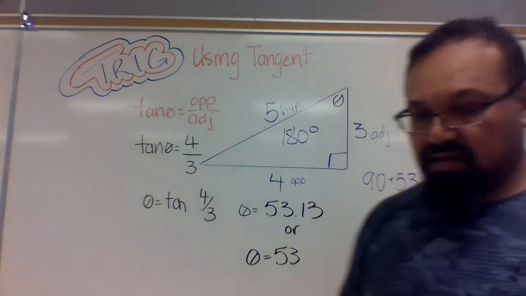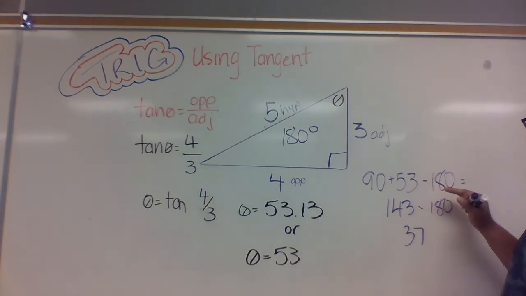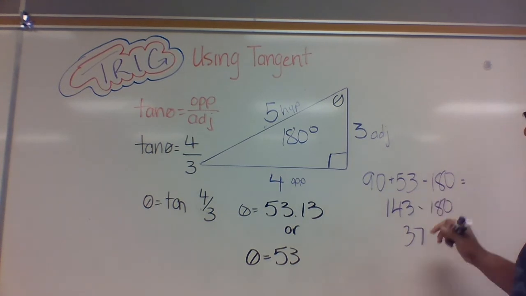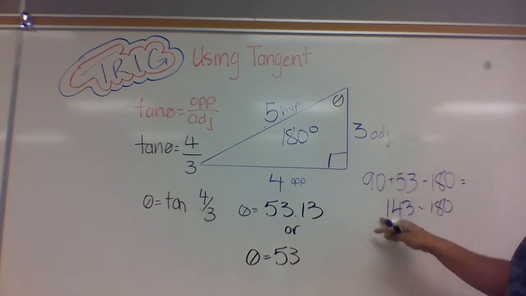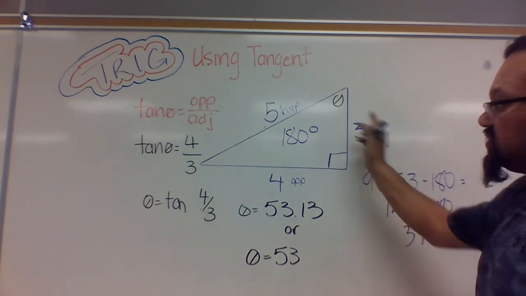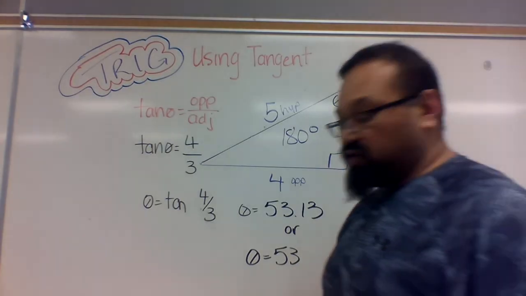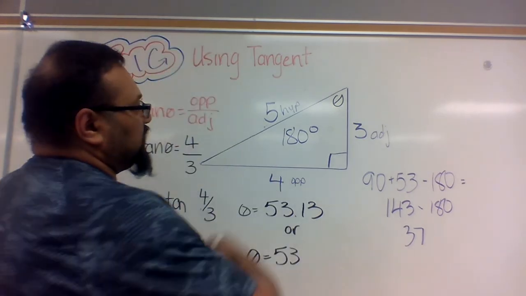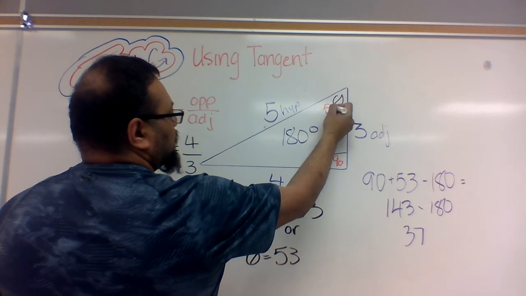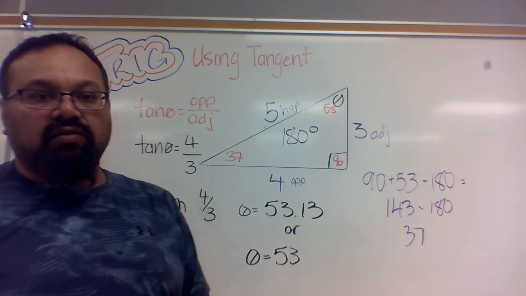So just as we left off, we know our 90 and we know our 53. Those added together are 143. We subtract that from the total number of degrees in a triangle, 180, which gives us 37. So the final product after using the tangent function is that this angle is 90, this angle is 53, which inversely makes this one 37. And that's how we use tangent.